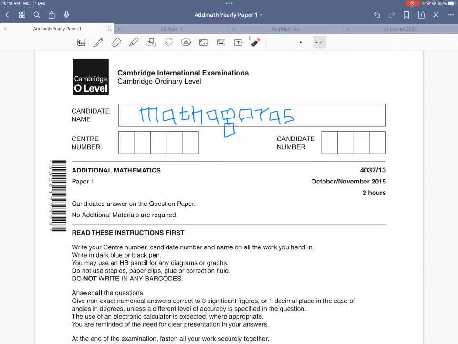So it's the November 2015 paper for O-level Additional Mathematics, course code 4031, and we are going to attempt paper 13. So let's start.